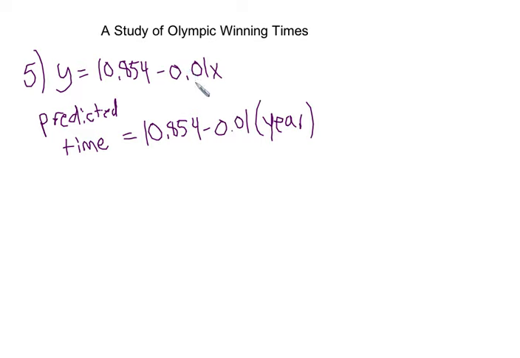Now something to note here, you have a negative slope. Earlier we also said that we had a negative correlation. Those two things are definitely related. Negative slope, negative correlation, obviously they are connected.